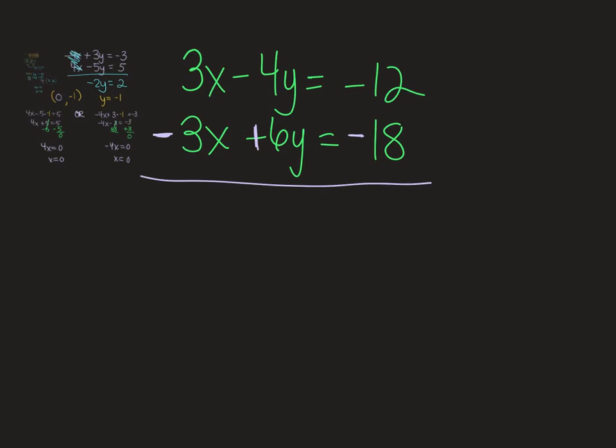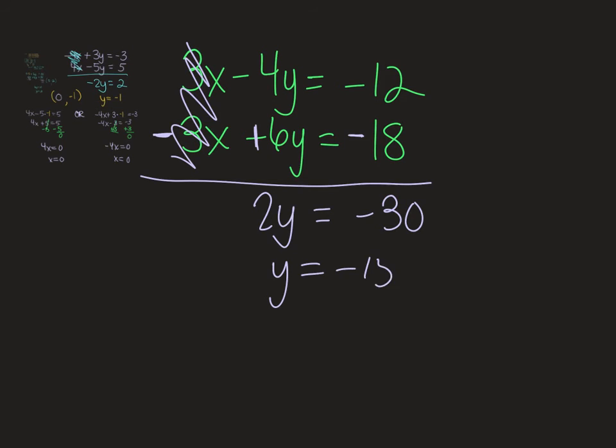So now I can combine, and these will turn into 0 x's. I would get positive 2y, because a negative 4 and a positive 6. And over here I would get negative 30. Y is equal to negative 15 when I divide both sides by 2. Now I can take y and replace this y with a negative 15 or this y with a negative 15.